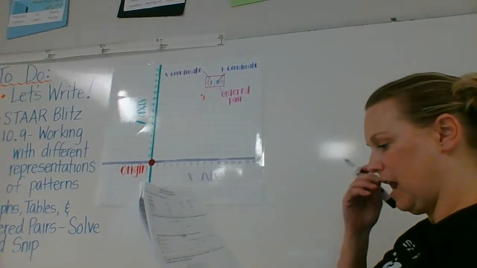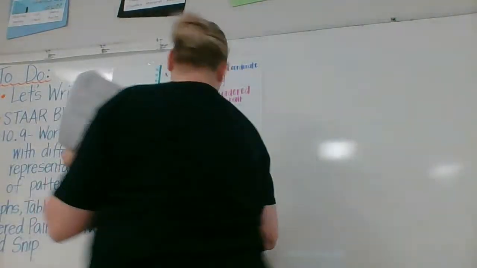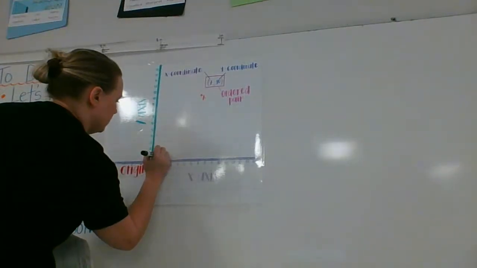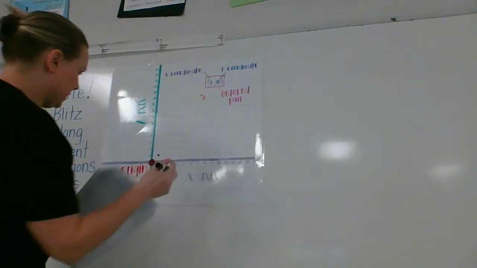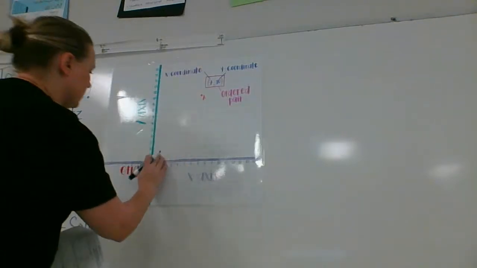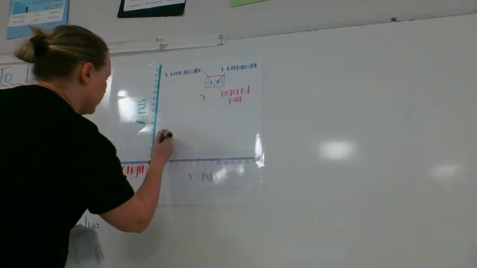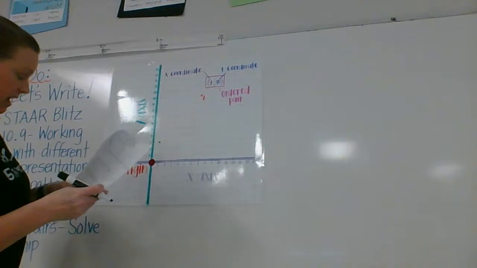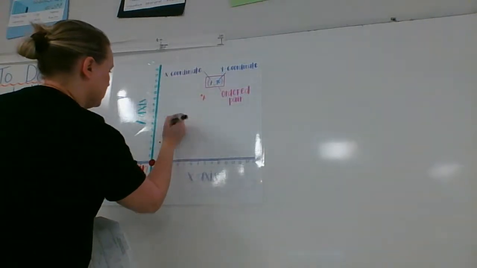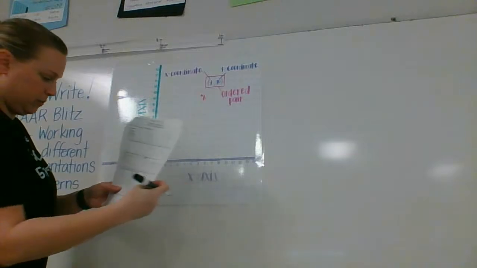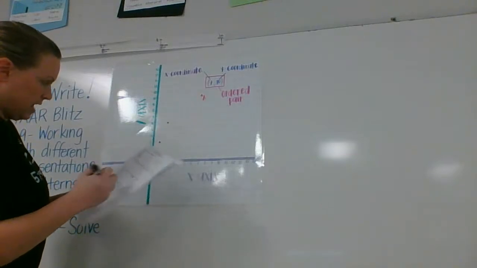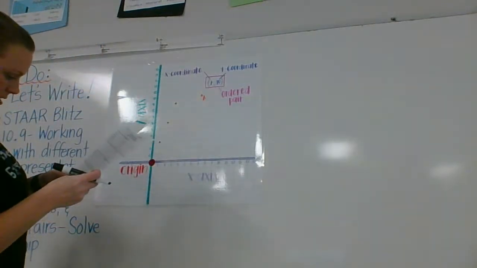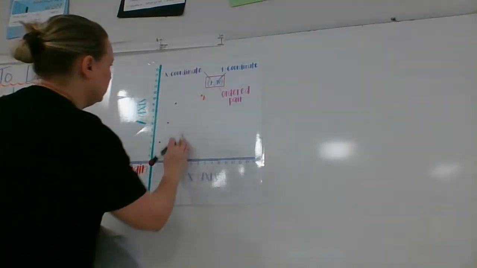Well, I know that I have 1 and 1. I have 2 and 6. Whoa, that's not 1 and 1. That's 1 and 3, isn't it? Because it's halfway between 0 and 6. So I have 2 and 6. So this graph is going to look a little different than the one on your paper. 3 and 9. And 4 and 12.